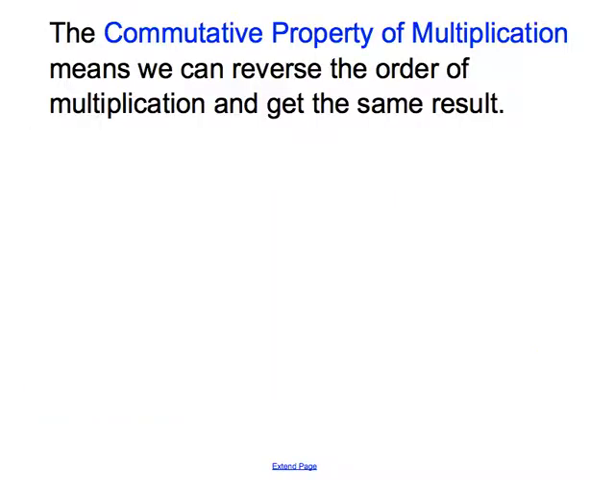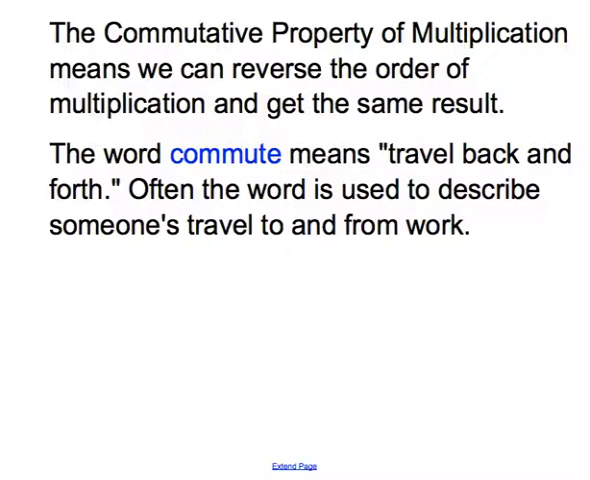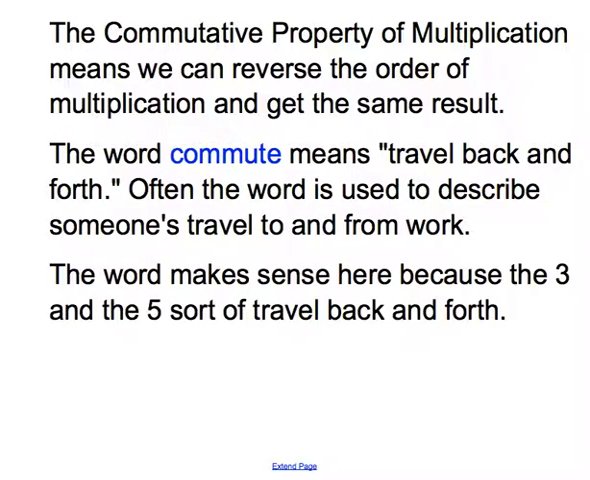Let's talk about that word for a moment. Commutative. The commutative property of multiplication means we can reverse the order of multiplication and get the same result. The word commute in everyday language means travel back and forth. Often the word is used to describe someone's travel to and from work. That sort of makes sense here because the 3 and 5 sort of travel back and forth.